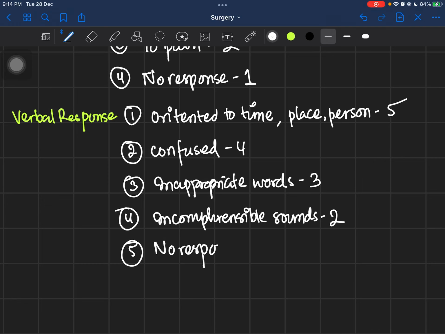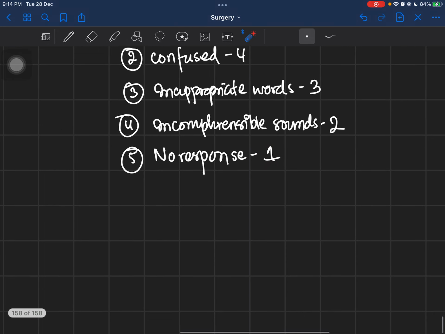If there is no response at all, you give a score of 1 and not 0. Again, in verbal response, the minimum score is 1 and the maximum score is 5. Therefore, E4 and V5. Now let's talk about motor response.